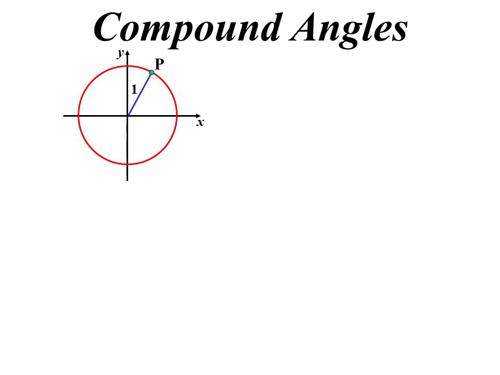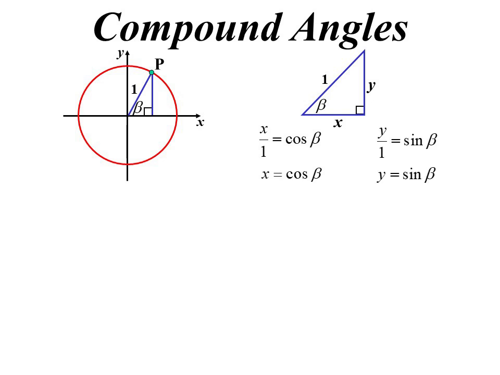Of course, we have a point for which I could find the x value and the y value. That angle there, let's say it's beta. With a little bit of trig, I can show that the x value of that point would be the cosine of beta, and the y value of that point would be the sine of beta. It doesn't matter where I put it on the circle, it'll always be that. They're, if you like, the parametric equations for a circle.